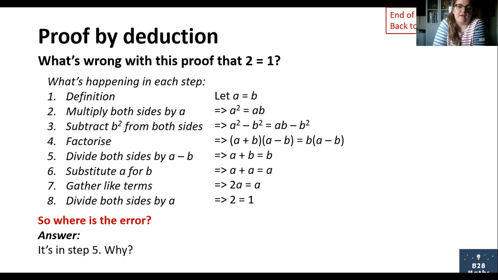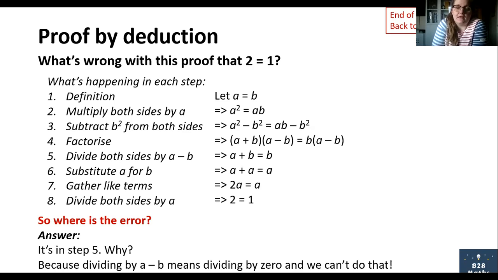In step 5, we're supposed to have divided both sides by A minus B. That is where the error is, because dividing by A minus B means dividing by 0, and we can't do that. A minus B would give us 0, and we can't divide by 0. So the error is at step 5.